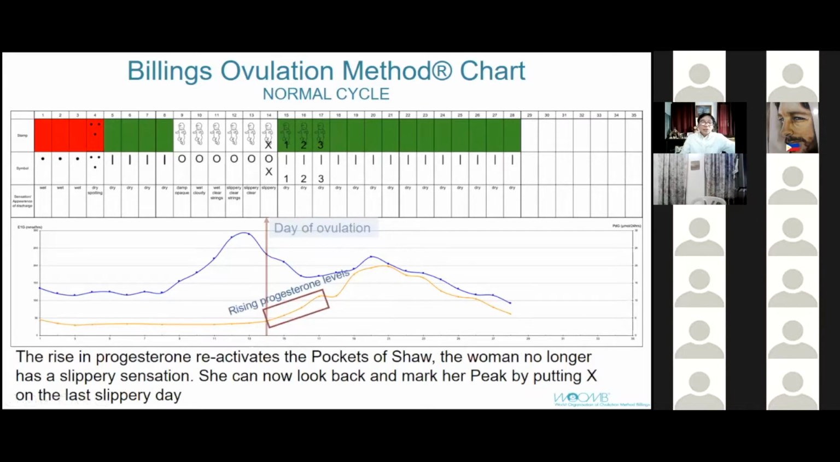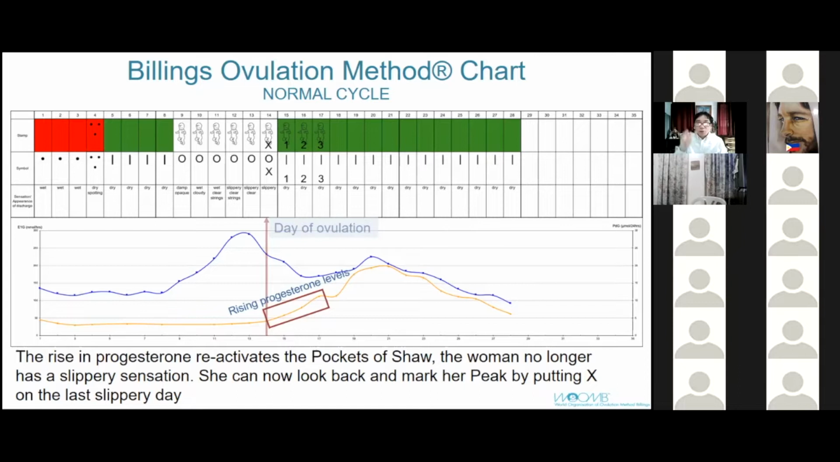Okay? The rise in progesterone reactivates the packets of Shaw. I repeat, the rise in progesterone reactivates the packets of Shaw. The woman no longer has a slippery sensation. She can now look back and mark her peak by putting an X on the last day of the slippery sensation. It means the moment there will be an ovulation, there will be a formation of a corpus luteum, which I mentioned in the early part of our study.